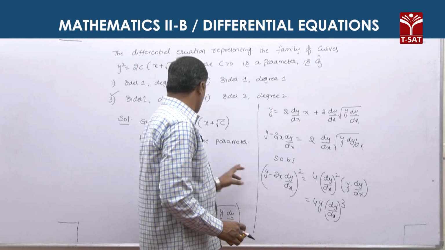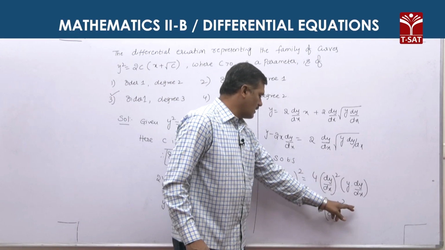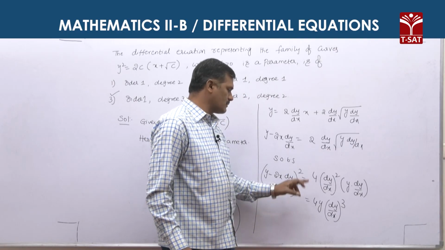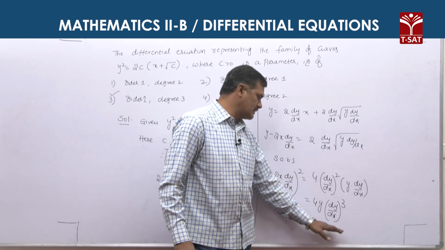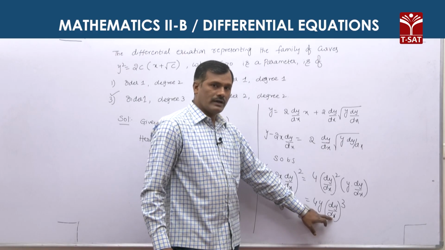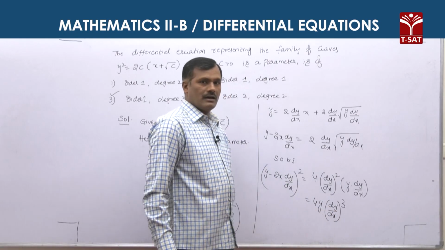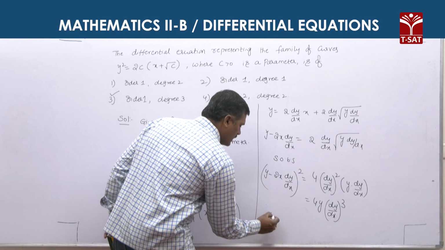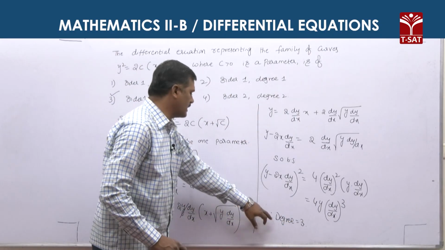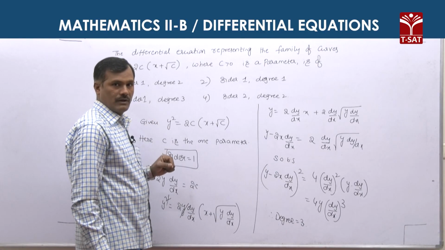Here order is already decided as 1, and the degree is what? Our obtained differential equation is y minus 2x into dy by dx whole square is equal to 4y into dy by dx whole cube. This is a first order differential equation. This is the highest order derivative, and its power is the degree. The degree of the highest order derivative is the degree of the required differential equation. Therefore degree is equal to 3. Therefore order is 1 and the degree is 3. So the third option is the correct option of the given problem.